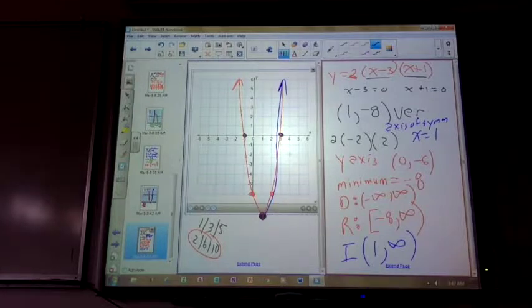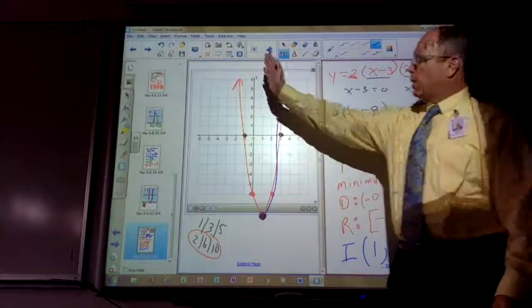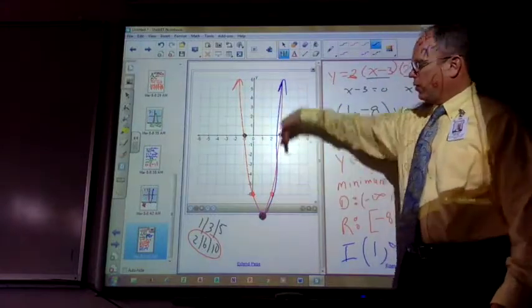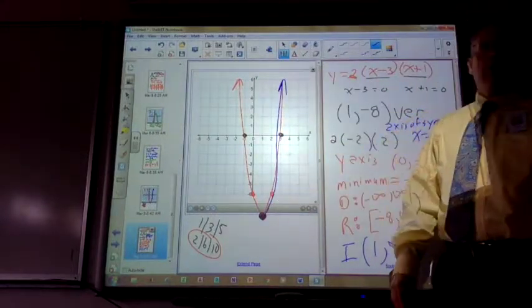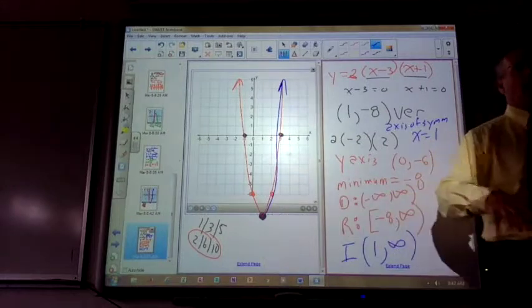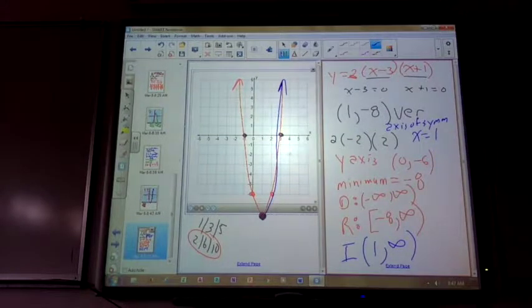Is the increasing where it crosses the x? It's where it went from coming down to started going back up. So the increasing is the opposite side if it opens downward. So you look at the x component of the dot up here.